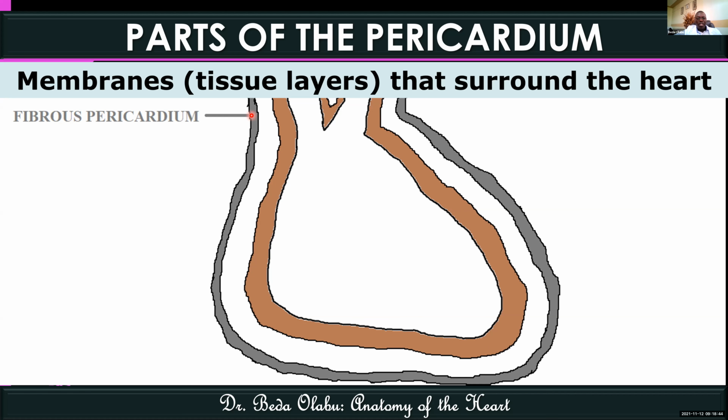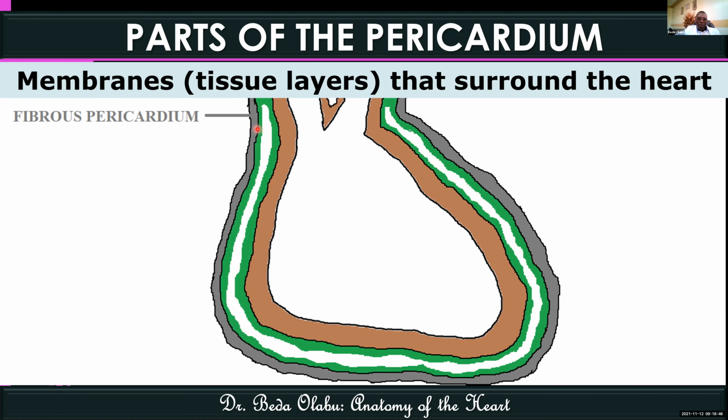The second layer of the pericardium is this one outlined in green. What do you notice? You notice that this layer outlined in green lines the inner surface of the fibrous pericardium, and then it reflects to line the outer surface of the myocardium. This green layer is known as the serous pericardium.